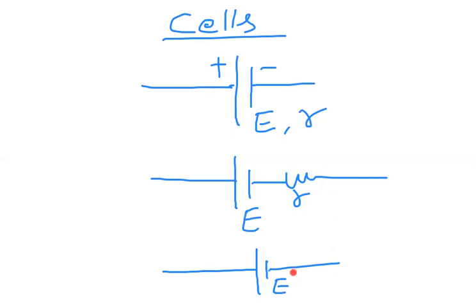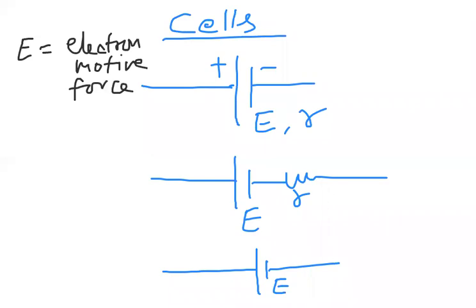So what is this E? The question arises. What is this E? E is called electromotive force. We'll call it simply EMF. Its name is electromotive force, but it is not a force. What is that? We'll see. And what is r? r is called internal resistance.